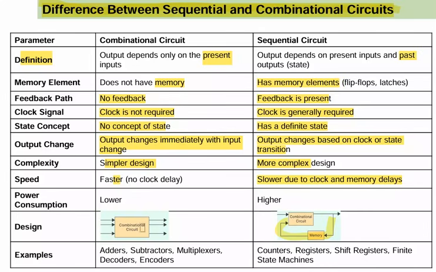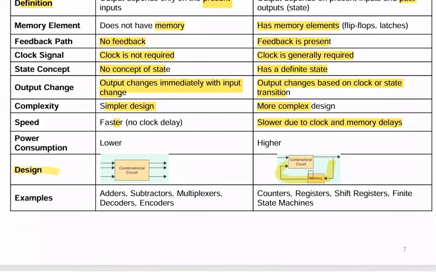And the diagram is in front of you. This is the diagram of a combinational logic circuit, and this is the sequential logic circuit. It is a combination of a combinational logic circuit along with memory.